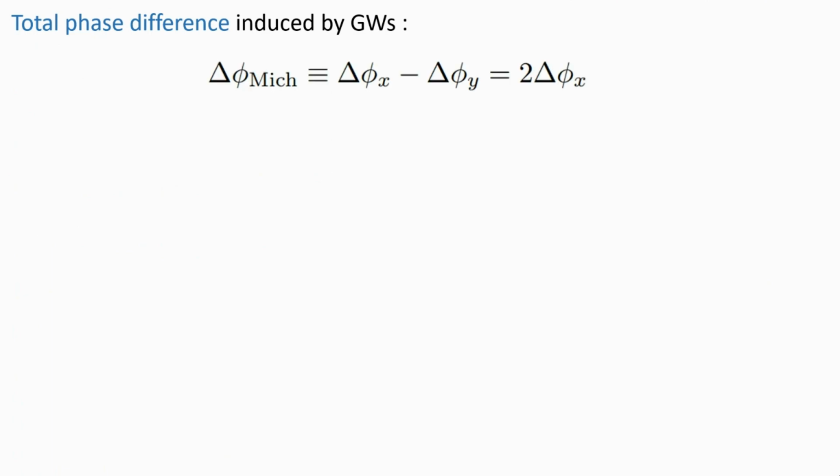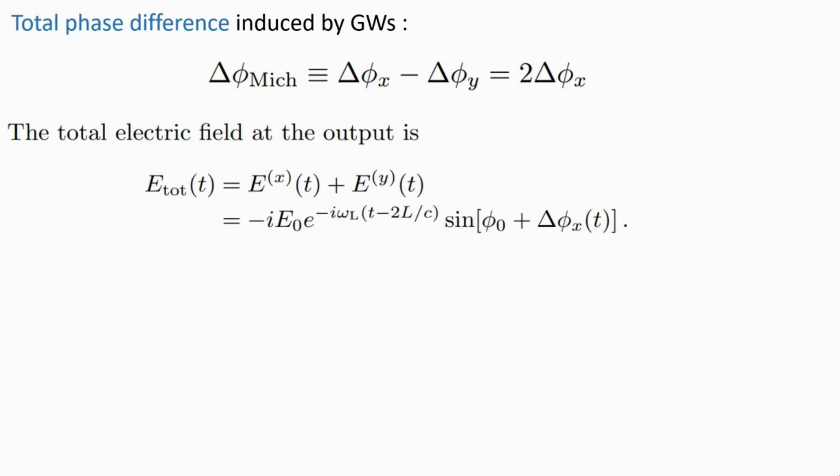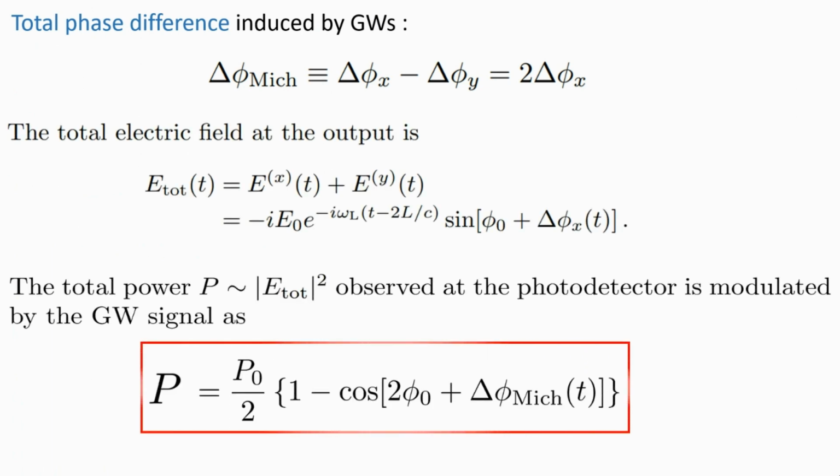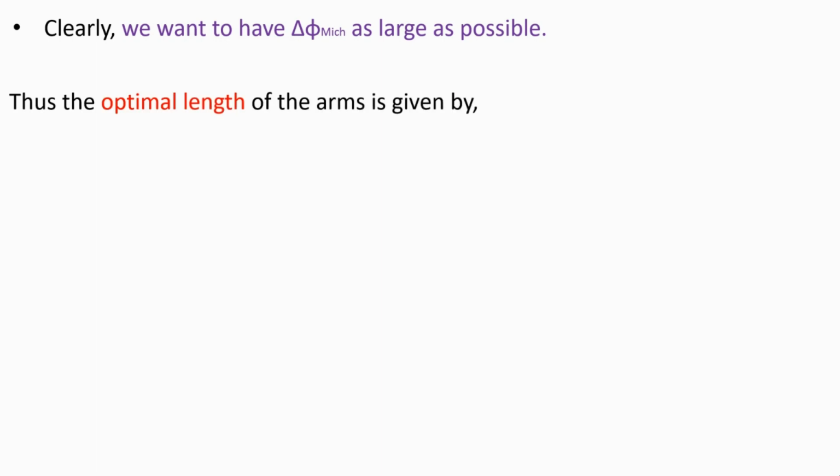So by knowing that particular relation, we can calculate the total electric field in that particular manner and the total power output in this particular manner. As you can see now, the power output of our photodetector is related to the total phase difference, that is delta phi MC. So we want to have delta phi MC as large as possible. Now by implementing that condition, we can calculate the arm lengths of those two perpendicular arms, that is 750 kilometers per 100 hertz frequency range.